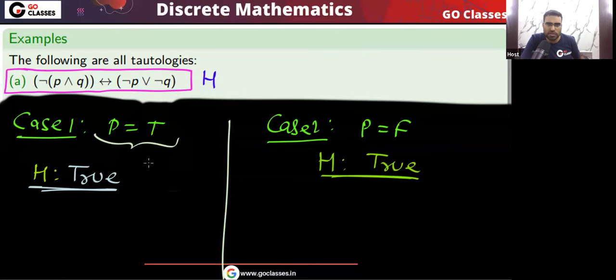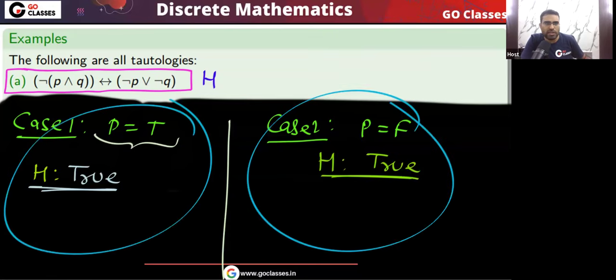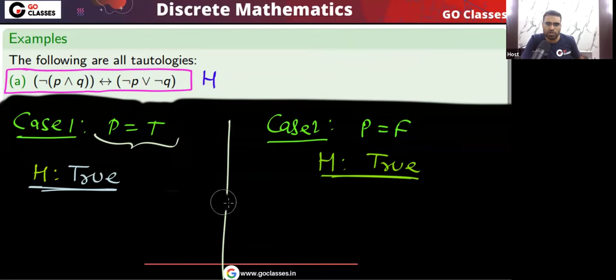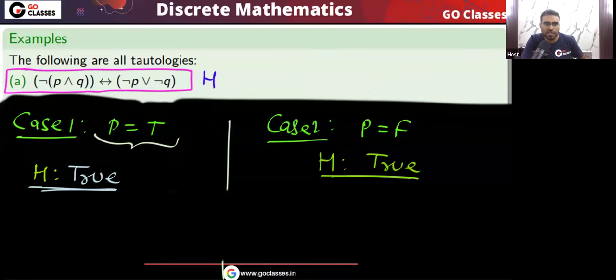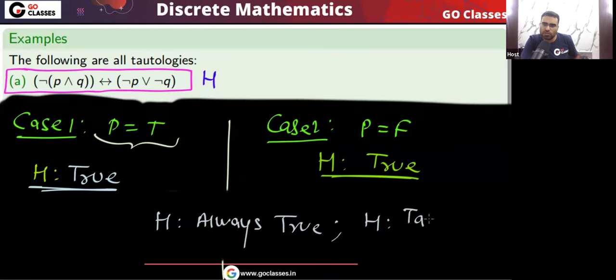Can you notice only two cases are possible? In both the cases H is true. So can I say H is tautology? Only two cases are possible: either P can be true or P can be false. There is no other possibility. In all the cases H is true. Because H is always true, this is the definition of tautology. So I can say H is tautology, or you can say H is valid, because tautology is same as valid.